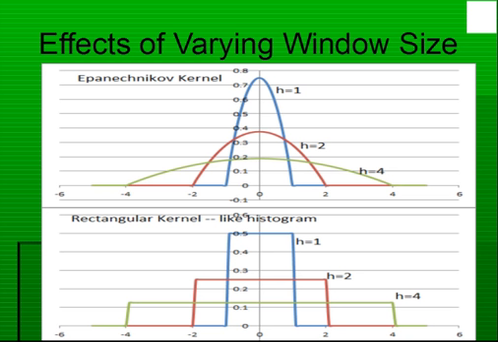peaked. So as we increase the window size, the point itself is spread out over a large area, and as we decrease the window size, the curve which represents the point becomes very concentrated around the point. The same phenomenon is visible when we look at the rectangular kernel.